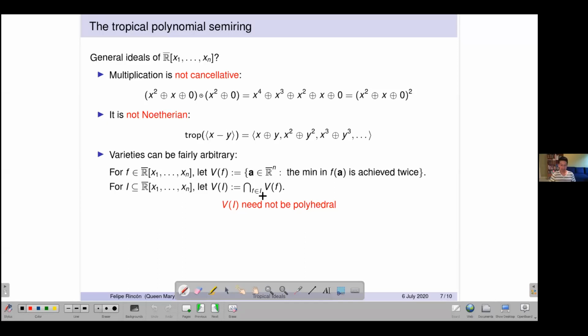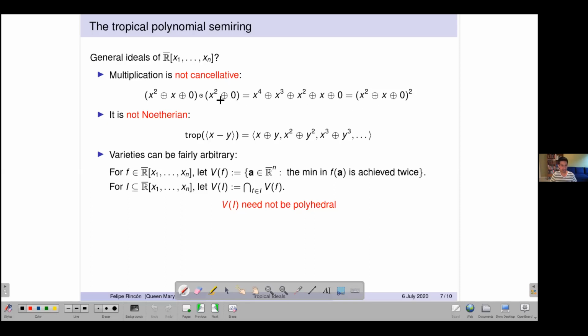I would say it doesn't come from that. In fact, when you're looking at the varieties, for instance, here you only care about the polynomials as functions and not as polynomials. This problem still persists if you think of polynomials as functions. This one also persists because all these functions are different. So I would say most of this, even multiplication not being cancellative, persists.